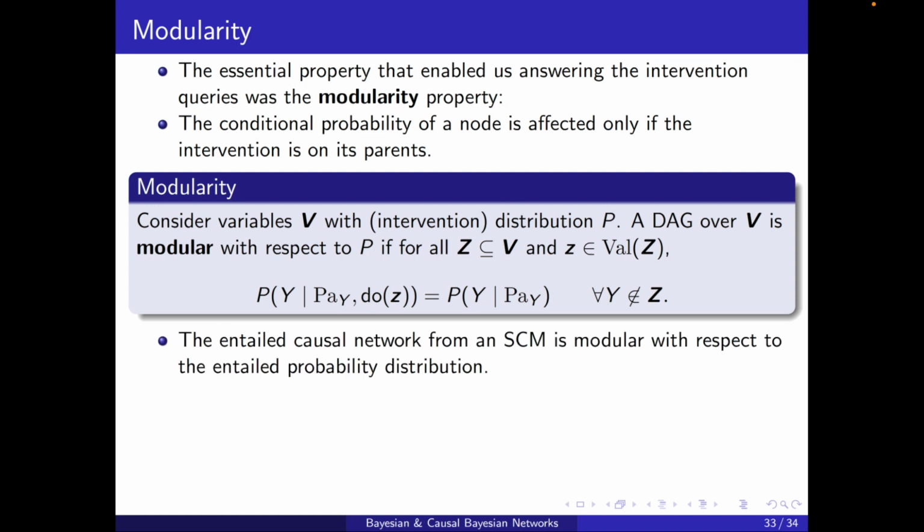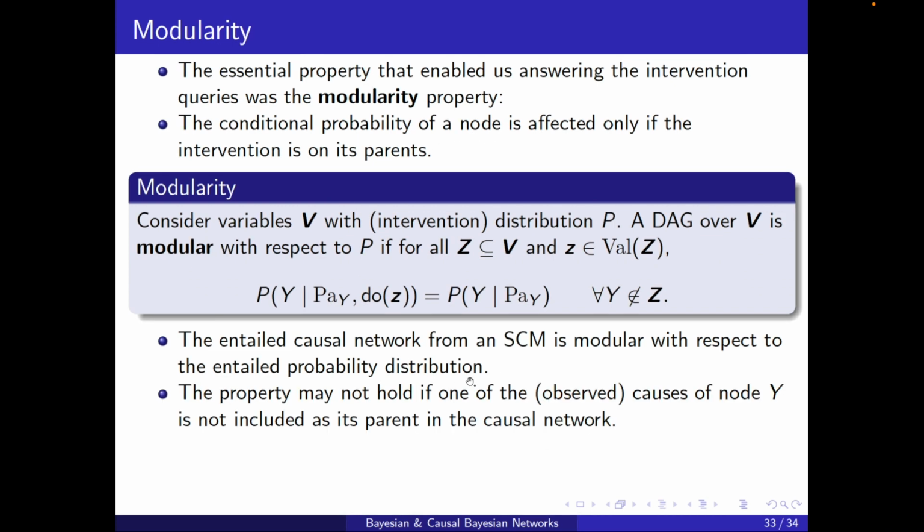So it's modular. The entailed causal network from an SCM is modular with respect to the entailed probability distribution. We just captured the property formally here. Now, what does it imply? Well, the property may not hold if one of the observed causes of node Y is not included as its parent in the causal network. For example, if Z is indeed a cause of Y and I didn't include it there, then this equation will no longer hold, because I will intervene on Z and the distribution of Y will change, so I can no longer say that it equals the conditional probability.